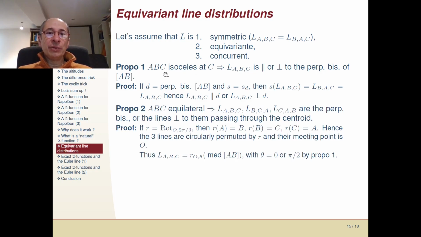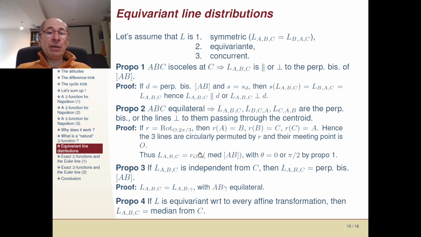Then we can use this proposition on an equilateral triangle, and here we find that the three lines must be either the perpendicular bisectors or the lines perpendicular to these bisectors, passing through the centroid. That is, the second case is just the three perpendicular bisectors rotated by pi over 2. Here again, I leave you the proof to read if you like, but you're welcome to prove it yourself.